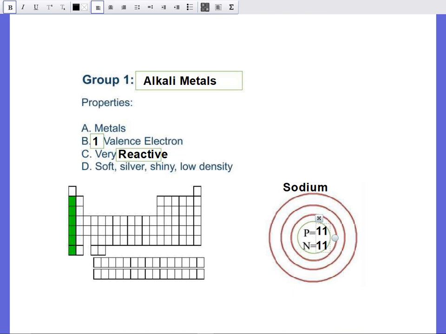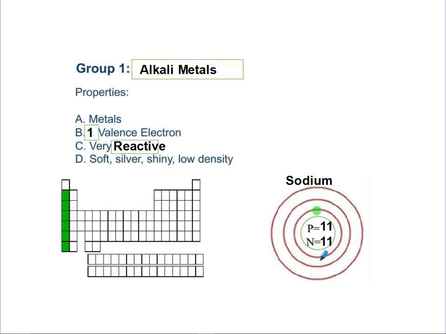And we'll draw on the electrons here. We're going to put 2 in the first energy level, 8 in the next, and then 1 on the outside, so it shows that it has 1 valence electron.